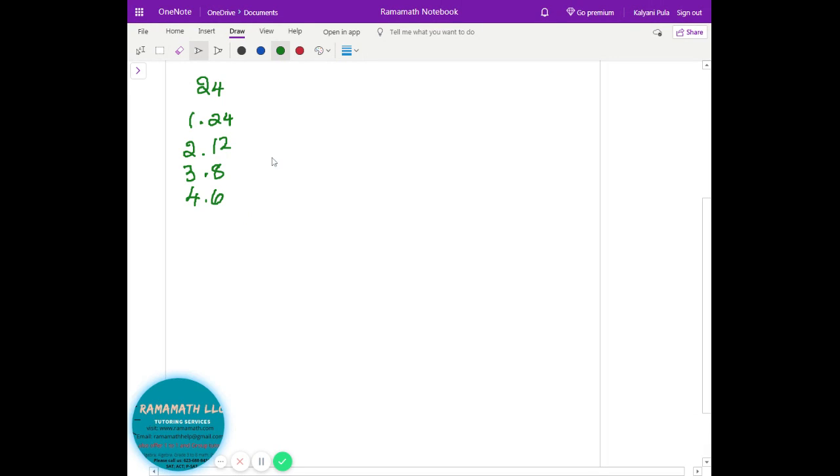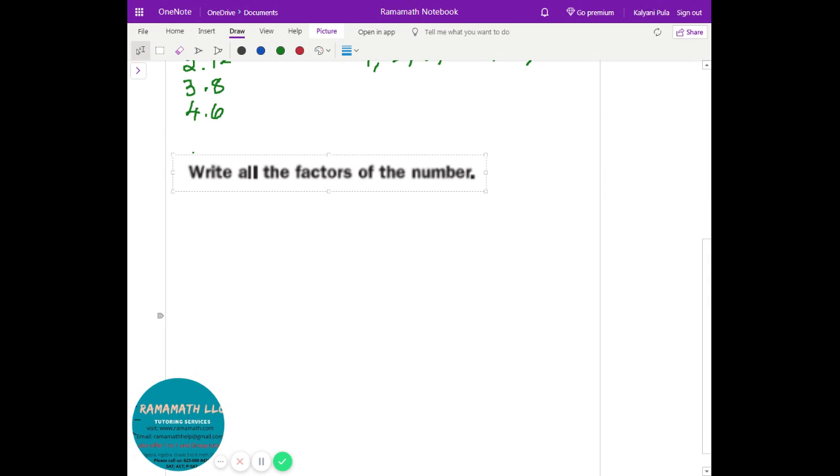So from this, you can say the factors of 24 are 1, 2, 3, 4, 6, 8, 12, and 24. Okay, so that's what factors mean. Now let's look into this question. I want you to write down the factors of 30. Go ahead and try this.